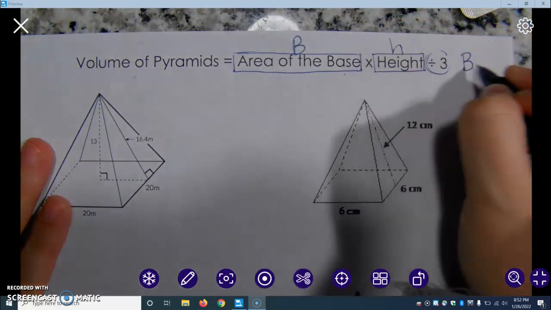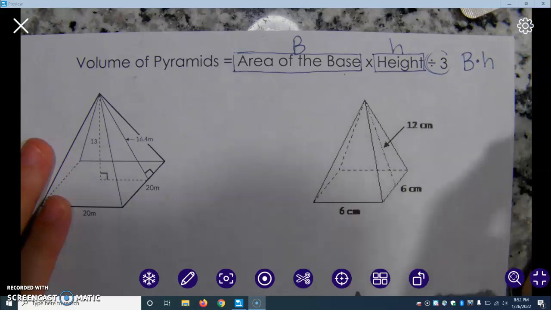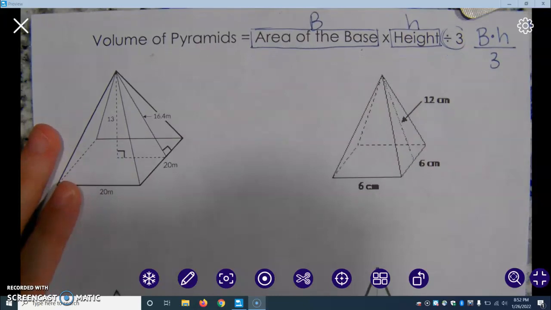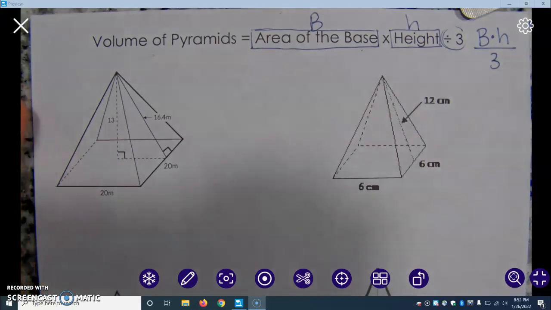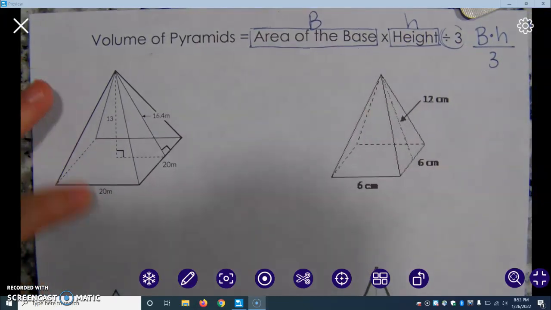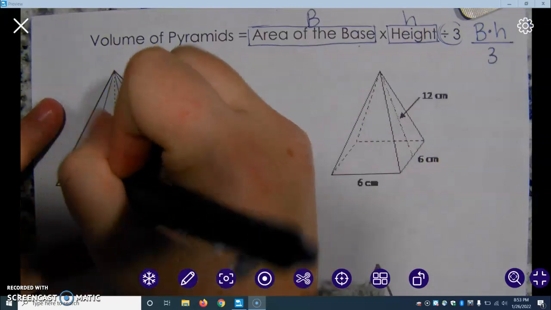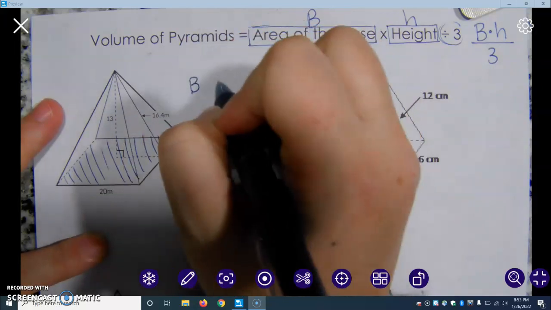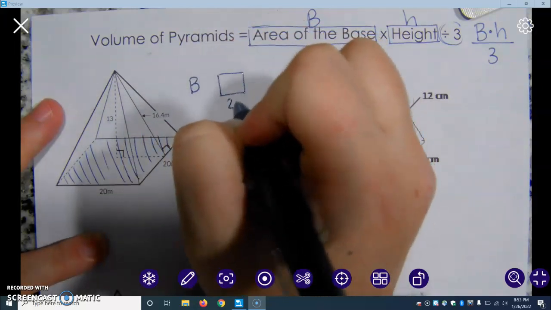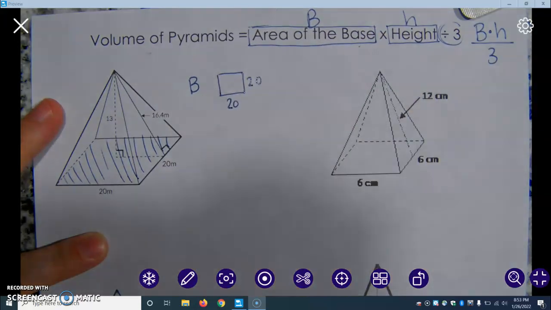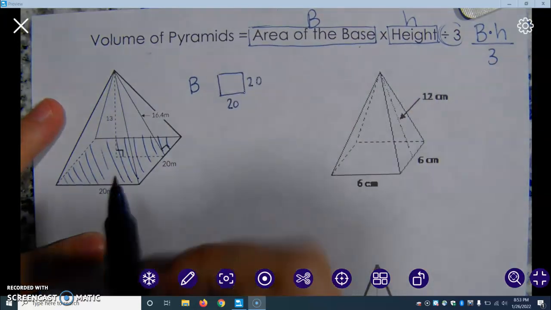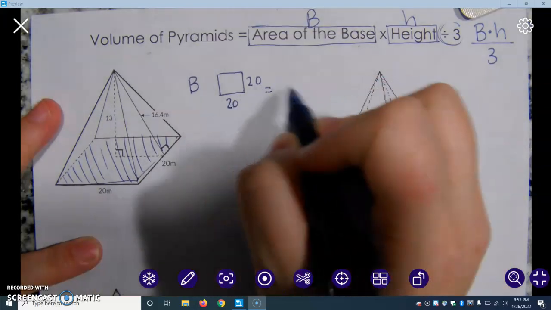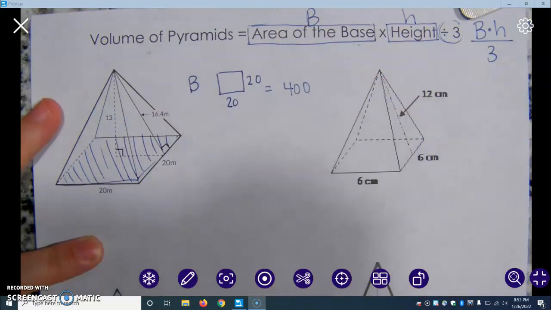So we're going to be finding the area of a shape, which is the base. We're going to multiply that number by the height of the pyramid, and then we're going to divide that whole thing by 3. So it helps to name the shape. This is a square pyramid. So the square that's at the bottom is our base. And I like to draw it the same way that I do for prisms. That square at the bottom is 20 by 20.